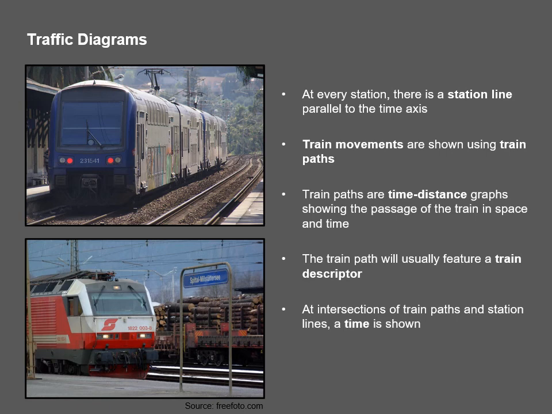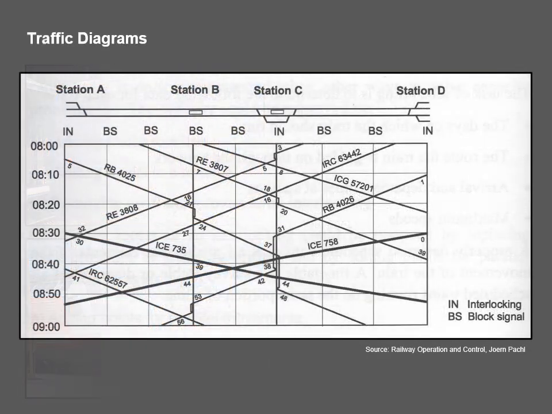For every station, there's a station line parallel to the time axis. Train movements are shown using train paths. Train paths are time-distance graphs showing the passage of the train in space and time. The train path will usually feature a train descriptor. At intersections of train paths and station lines, a time is shown. Here you can see a traffic diagram for the simple route shown at the top of the figure, showing the train paths, the time-distance graphs if you like, the train descriptors, and also the times of intersection.